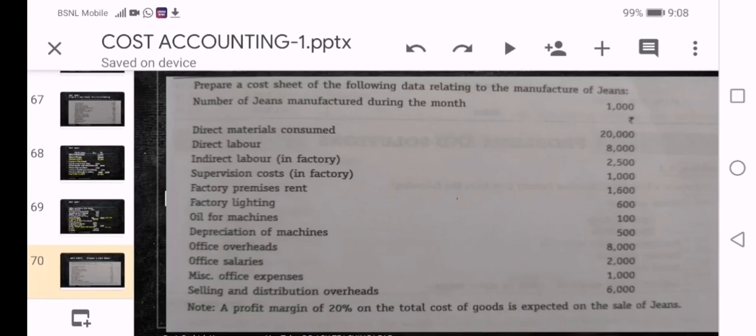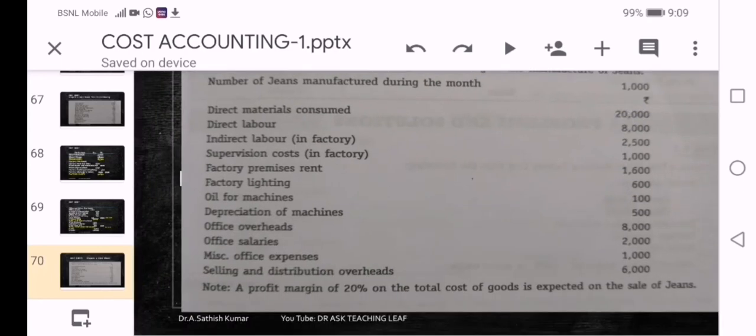Like that you give a working note: 80% is equal to total cost, sales 100% is equal to how much. So with that calculation you will find out the sales, and the difference between sales and total cost is profit, which you have to show like we have shown in the previous slide while preparing the cost sheet. So this problem you do on your own.